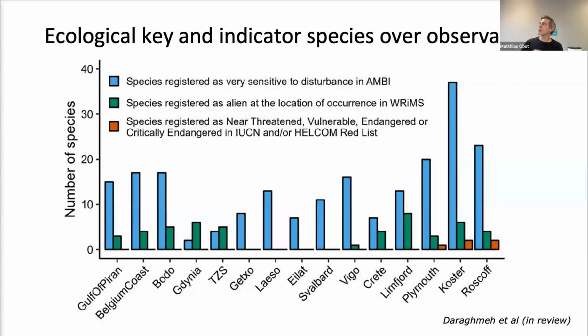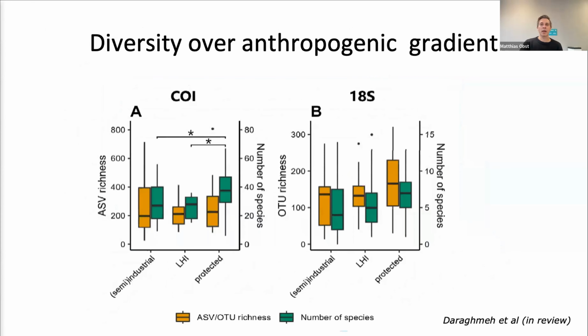No, the red ones are critically endangered species. And then the green ones are the ones that are registered as alien. They shouldn't be there, and they're transported by ships. So we can track all of this with these sensors in place.